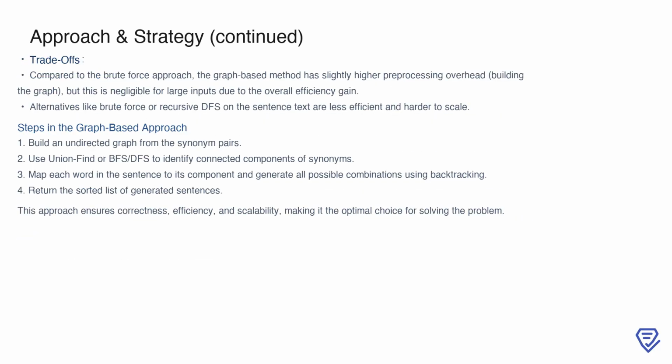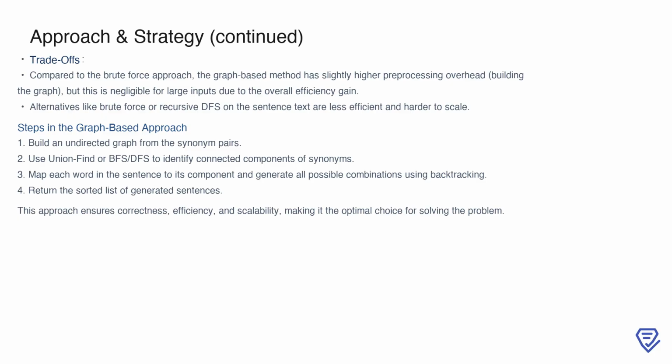While the graph-based approach is optimal, it is important to consider its trade-offs. One minor downside is a slightly higher pre-processing cost due to the graph construction step. However, this overhead is negligible for larger inputs because of the overall efficiency it offers. In comparison, alternatives like brute force or recursive DFS directly on the sentence text are far less efficient and do not scale well. To implement the graph-based method, we follow 4 key steps.